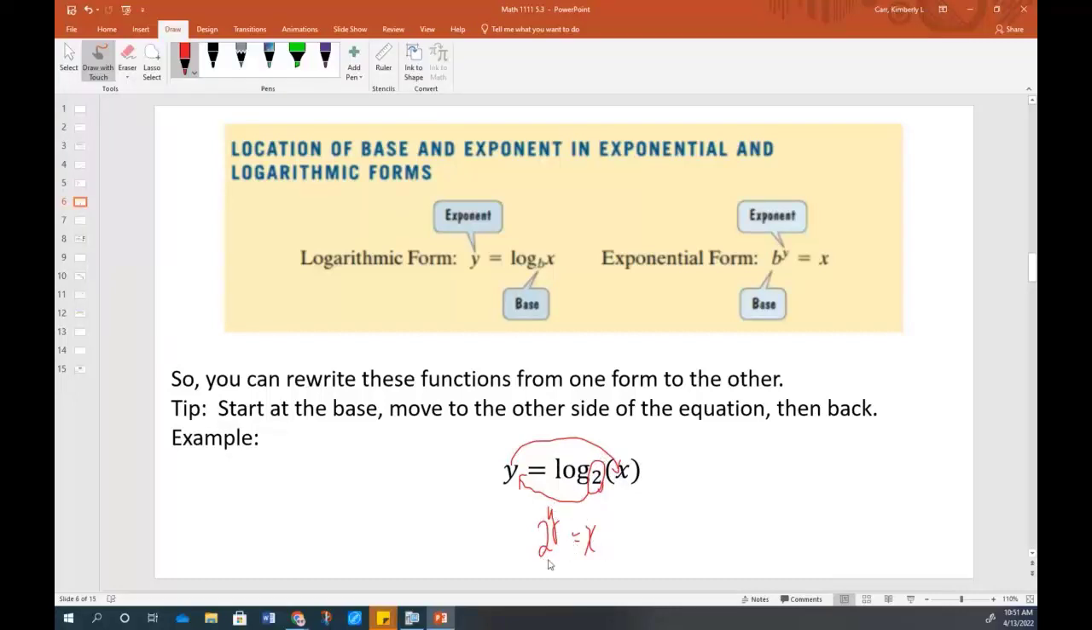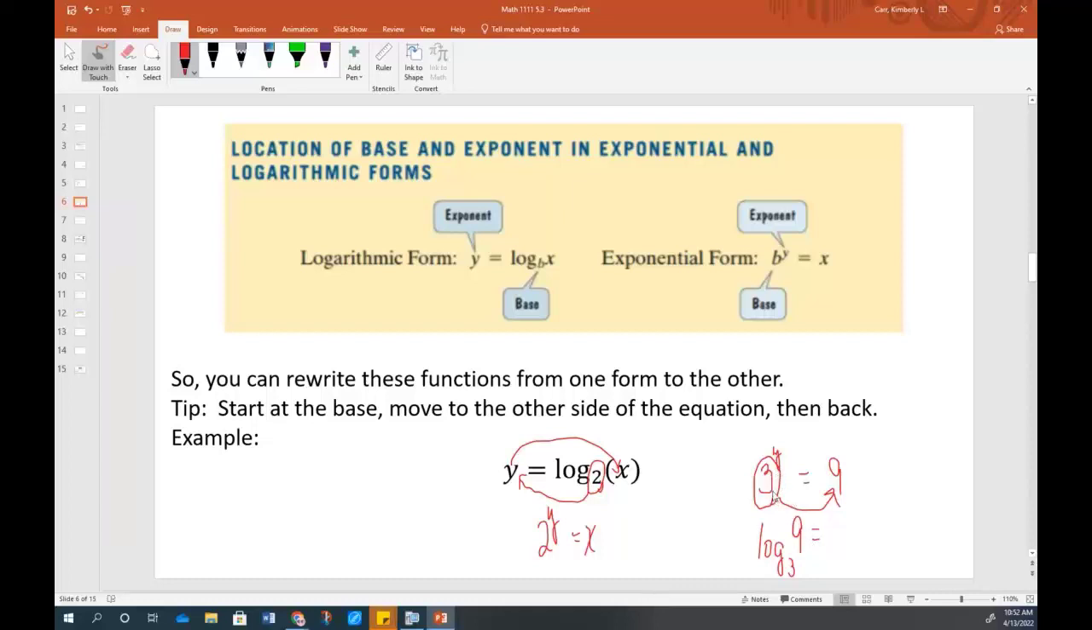Now, if it's in exponential form and you want to write it in logarithmic form, so let's do another example. What if it said 3 to the y equals 9? Now, it's not asking me to solve it, just rewrite it. Well, this is the base, and there's the other side. So that translates to log base 3 of 9.